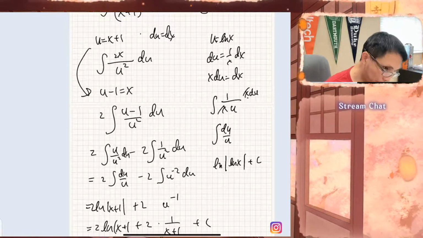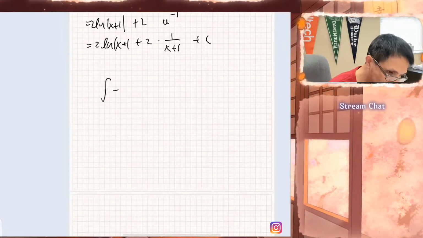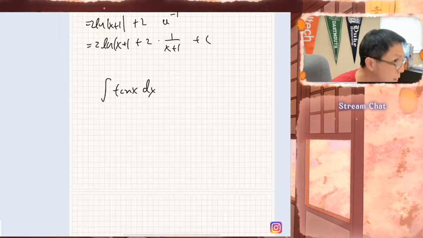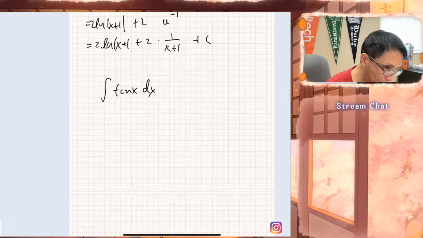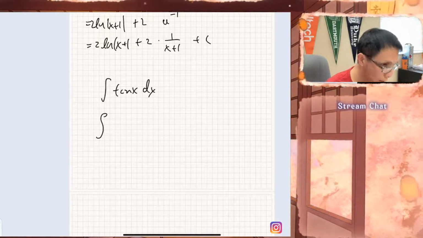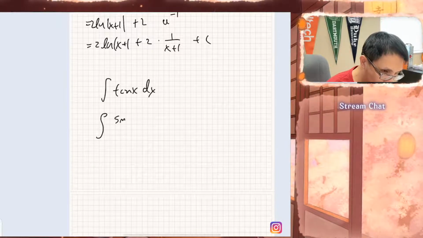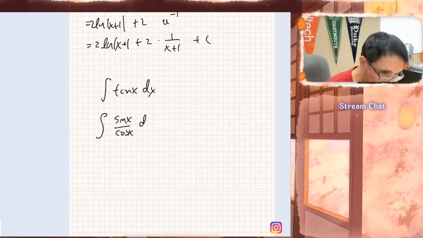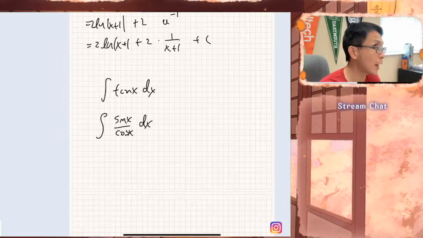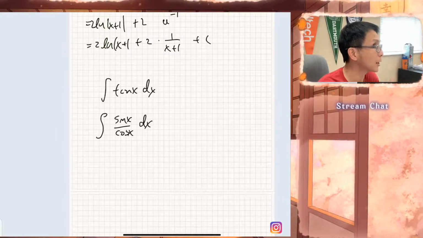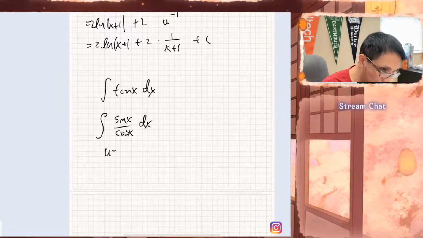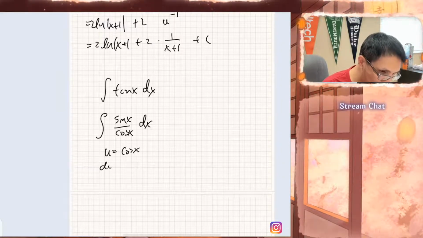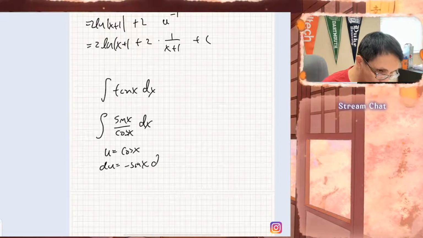How do I do integration of tangent of x? Well, tangent of x, I can rewrite it, right? So it's what? Sine of x over cosine of x, right? Now you see that the bottom, if you take a derivative of the bottom, is equal to the top, except it's opposite signs. So u equal to cosine of x, du equal to negative sine of x dx.